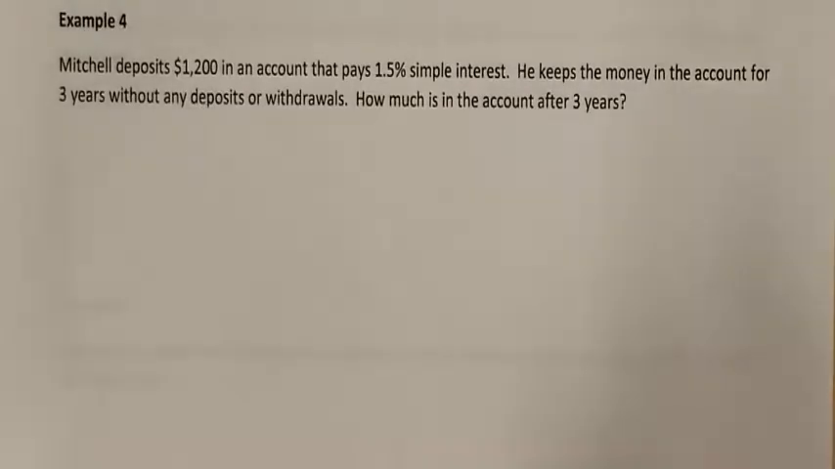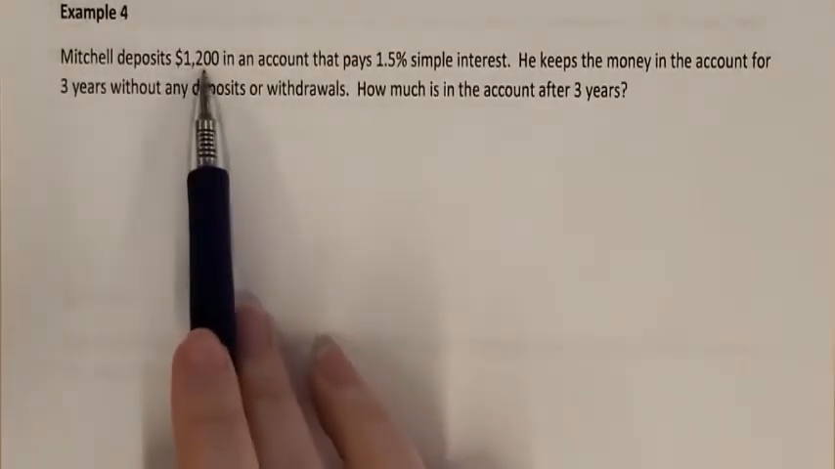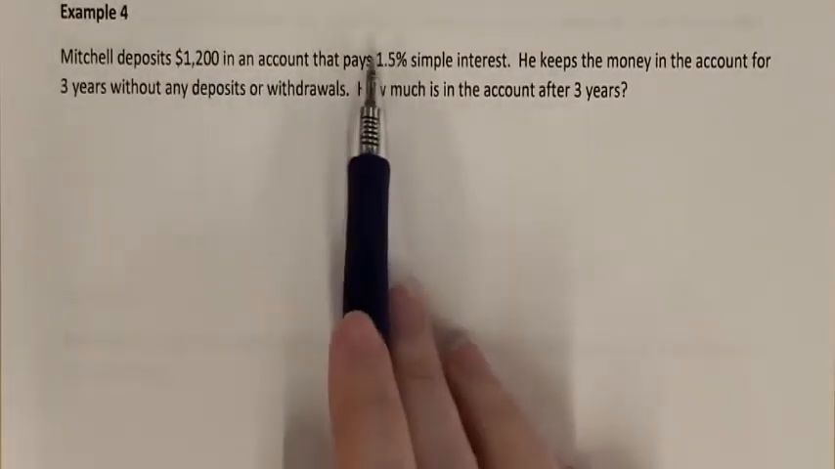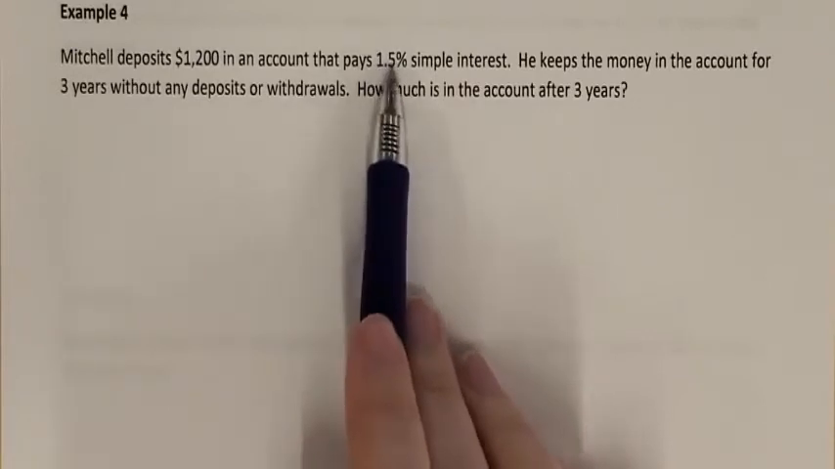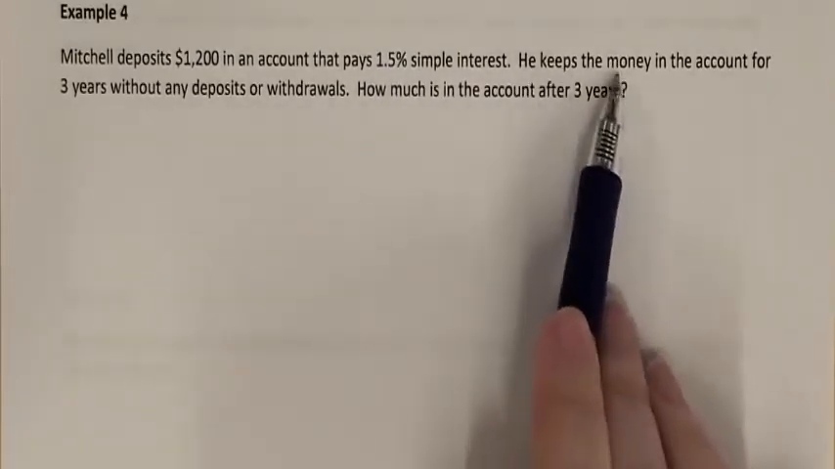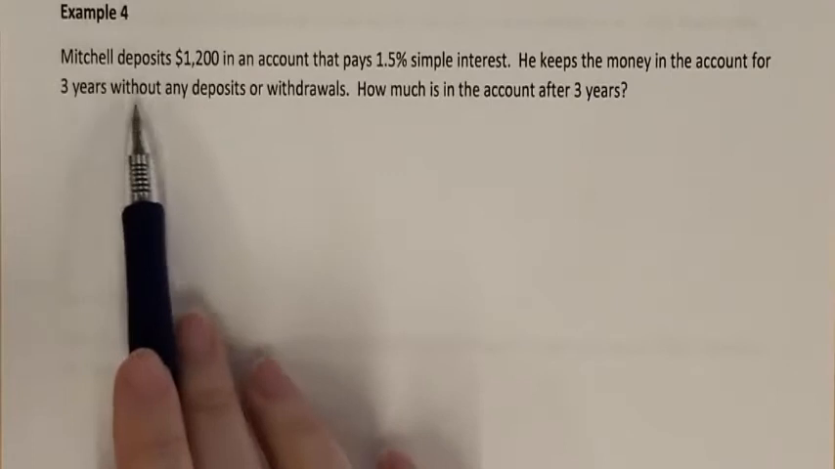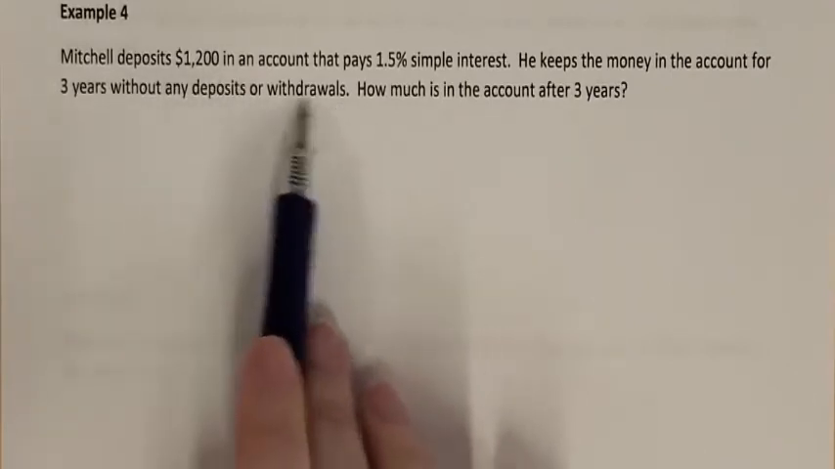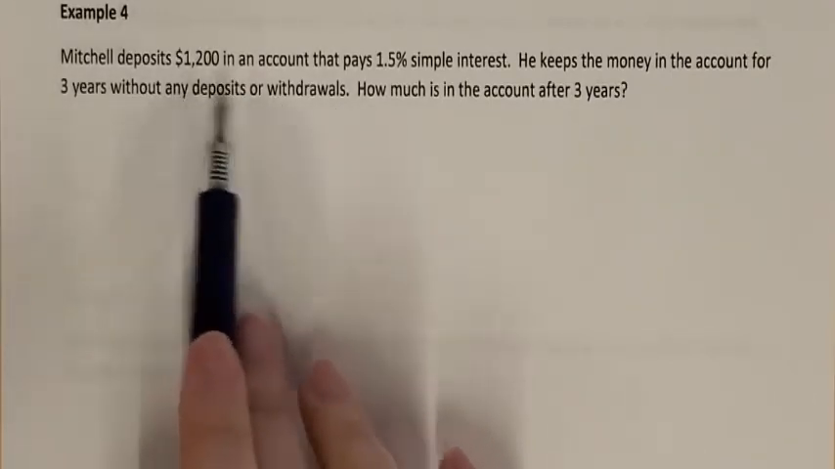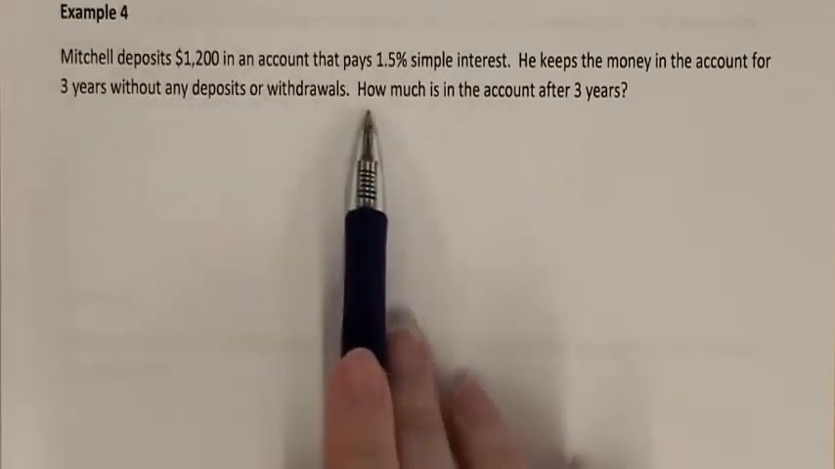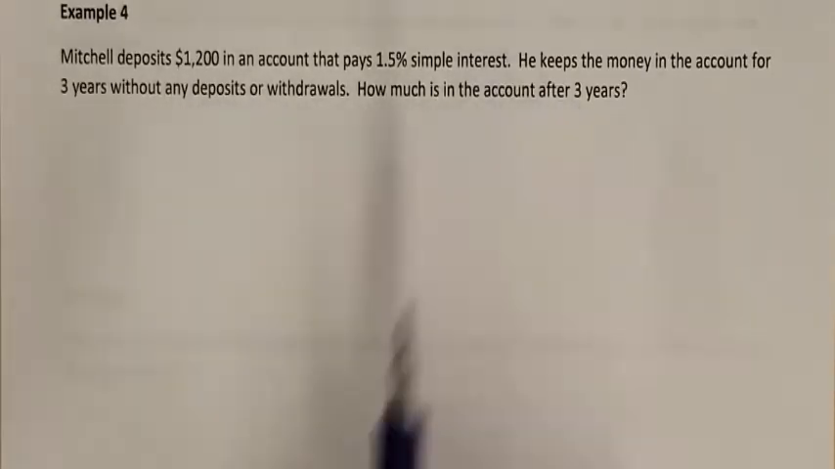Example number 4. Mitchell deposits $1,200 in an account that pays 1.5% interest. He keeps the money in the account for 3 years without any deposits or withdrawals, meaning he adds no more and takes out no more money. How much is in his account after 3 years?